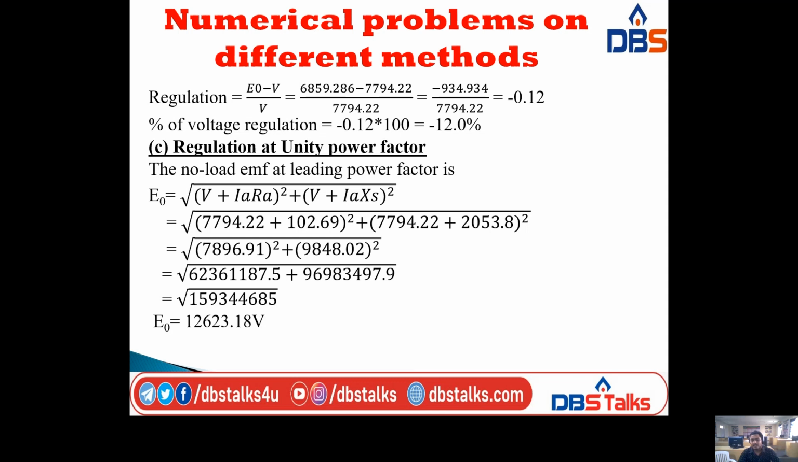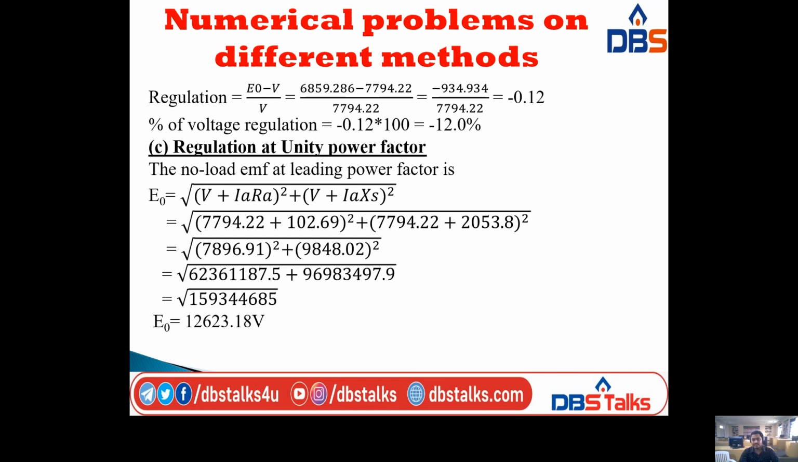So the formula to calculate the no load EMF at unity power factor is E naught is equal to root of (V plus IaRa) whole square plus (V plus IaXs) whole square. Why we are not considering cos phi and sin phi means, here the phi value is 1, so the cos phi value is 1. That is the unity power factor. That's why we are not considering any angle, that is cos phi or sin phi.